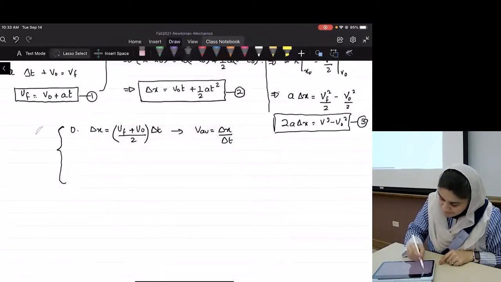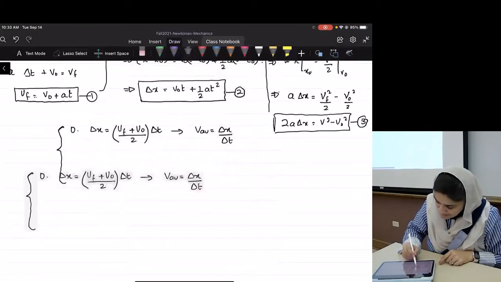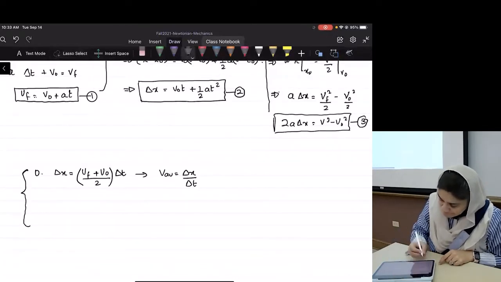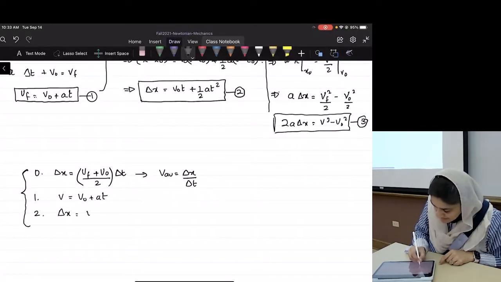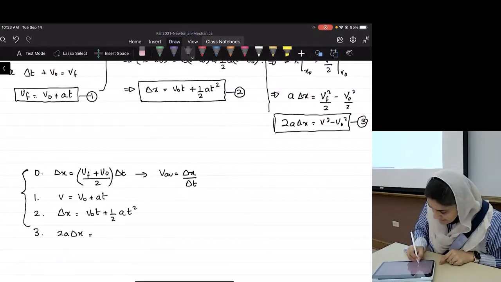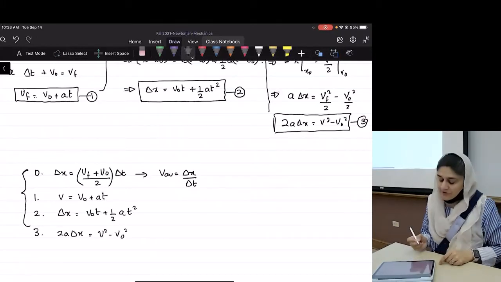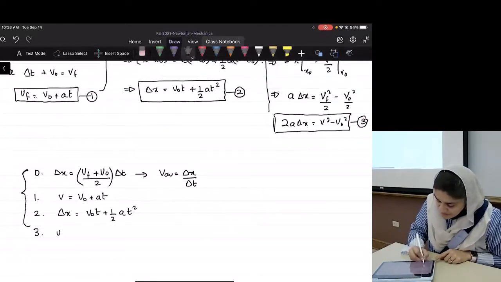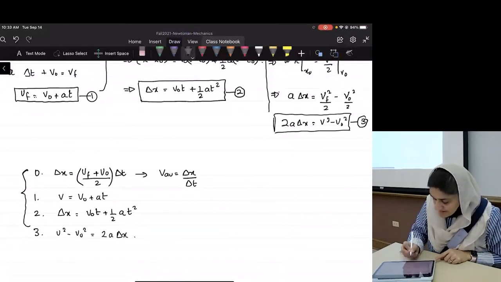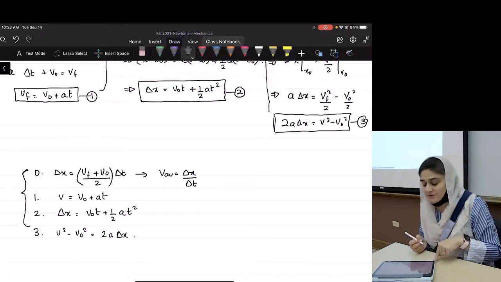So we're going to rewrite these here. The first one is v equals v naught plus at. The second is delta x equals v naught t plus a half at squared. And the third one is 2a delta x equals v squared minus v naught. Actually, in general, people write it the other way around, so I'm going to write it as most textbooks will write it: v squared minus v naught squared equals 2a delta x.